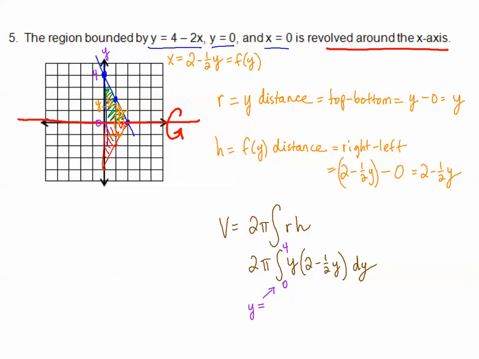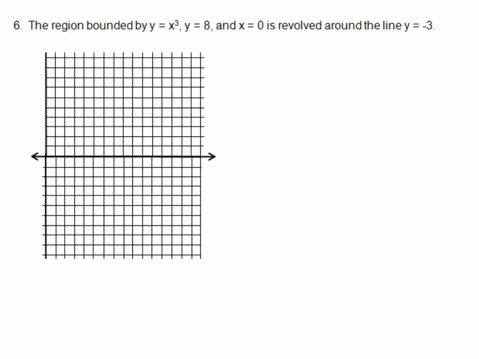Have you got time for one more? Let's try it. The region bounded by y equals x cubed, y equals 8, and x equals 0. Here we got a nice big graph. 1, 2, 3, 4, 5, 6, 7, 8. And this, y equals 8 goes like this, x equals 0 goes like this, and we'll shade that nice little region right there. What are we revolving around?